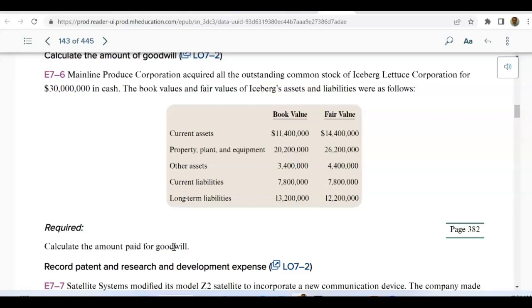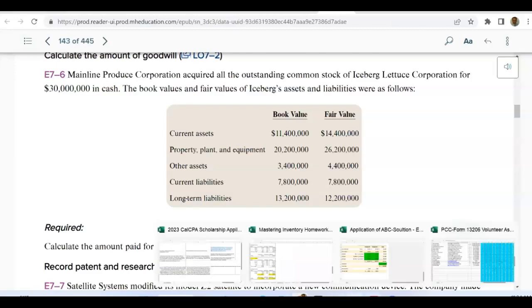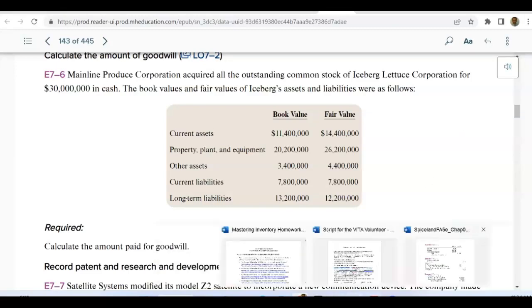Calculate the amount paid for goodwill. So they bought it for 30 million, and we want to see what portion of this 30 million will become goodwill. What is goodwill? Goodwill is a dollar amount that you paid to purchase a business above the net asset of the business. So the net asset of the business, let's calculate it. It's here.